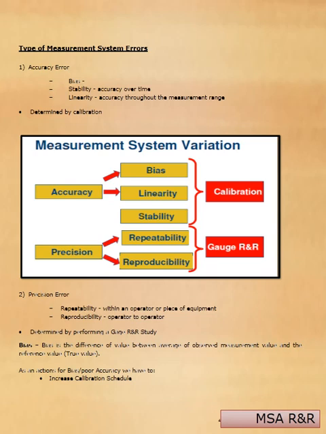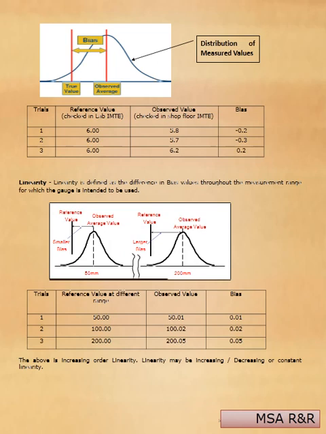Now we see bias. Bias is the difference between the average of observed measurement values and the reference value. Action for bias to improve accuracy. Please see the images. Normally you can see the trials, three trials, and their difference in the bias. That is what I have interpreted in the image.